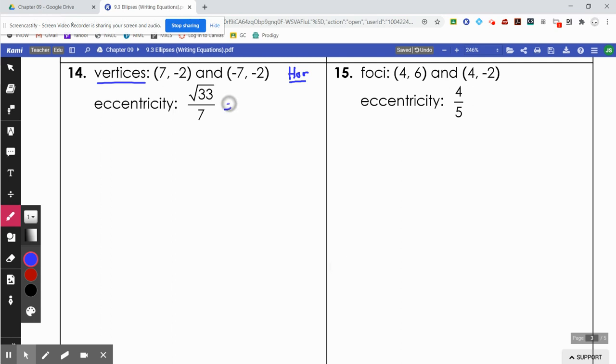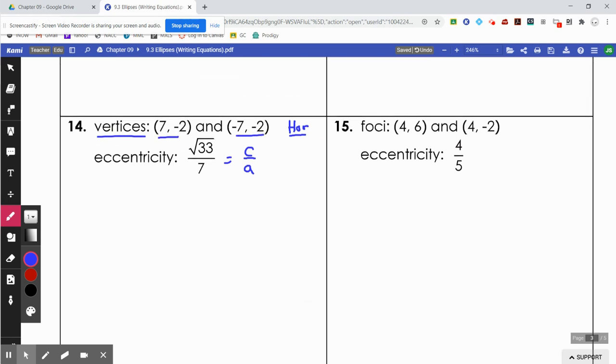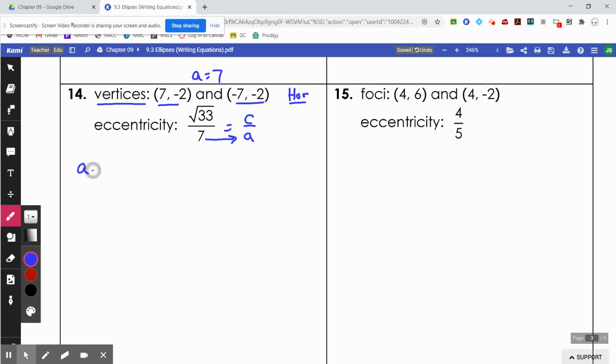Now, I want to remind you that eccentricity is equal to c over a. Now, does that mean c is the square root of 33 and a is 7? No, because this could be a reduced ratio, so we've got to be a little bit careful. We're given vertices, so we can use vertices to find that a. The distance from here to here is 14, so therefore my a value is actually 7. It does work out. So that tells me that my c value has to be root 33, which matches up with a of 7.